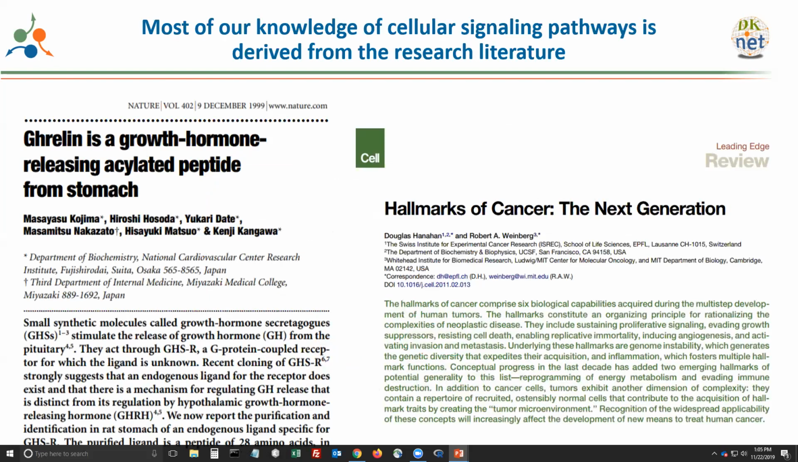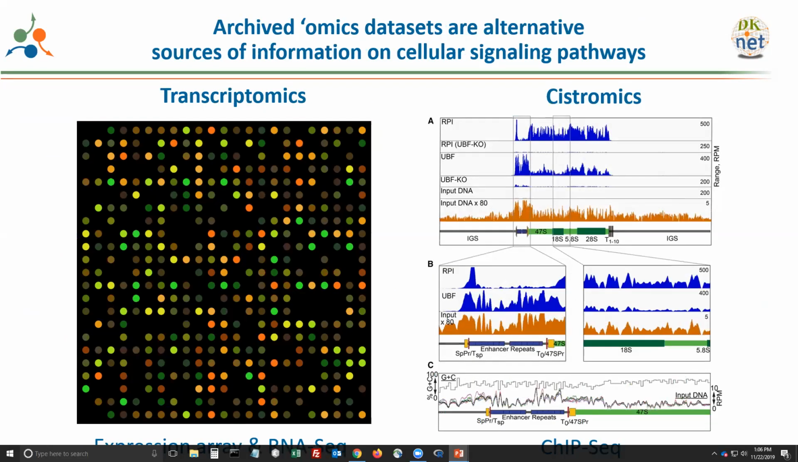All right, so those of you who are active in the research labs will be aware that most of our knowledge of signaling pathways is obtained in the research literature in the form of research articles or in reviews which aggregate facts from multiple different research articles. However, there's actually another universe of information that informs upon cellular signaling pathways in the form of archived Omics datasets. And again, for the purposes of SPP, we're going to focus on two specific types of omics, and those are transcriptomics, represented by expression array and RNA-seq, and cistromics, represented by ChIP-seq experiments. So, what are these datasets and what information do they contain, and how can they help us understand cellular signaling?